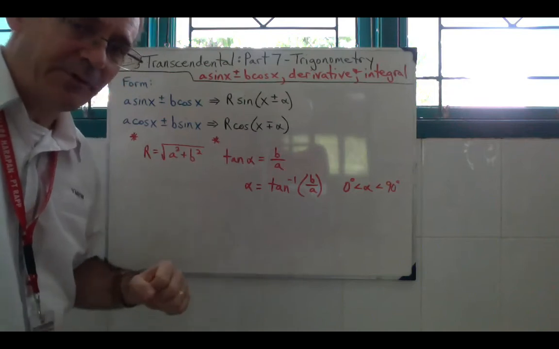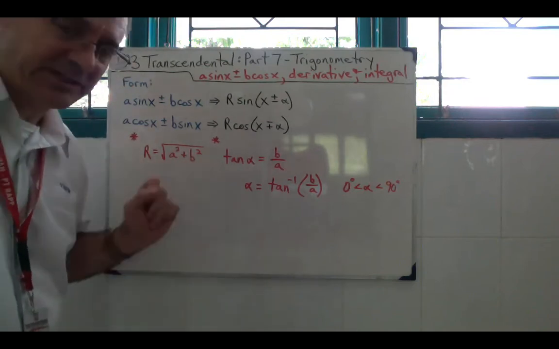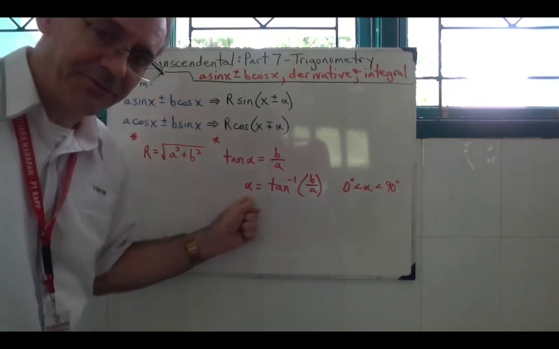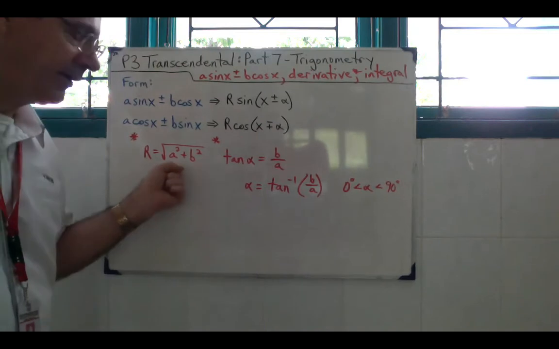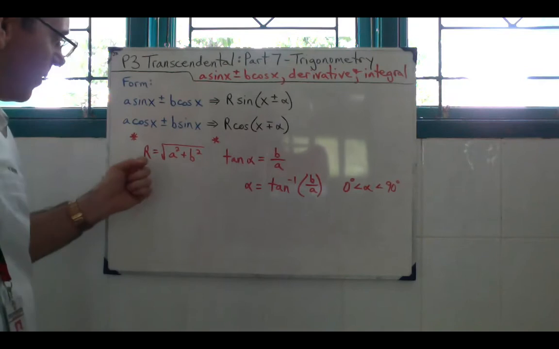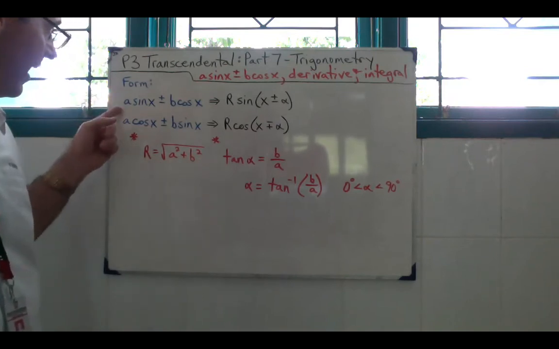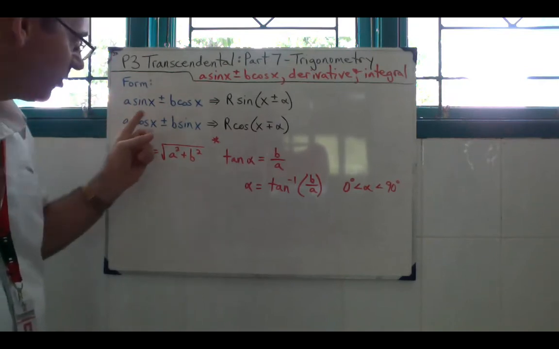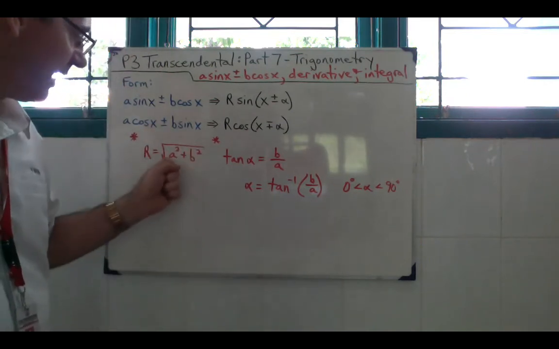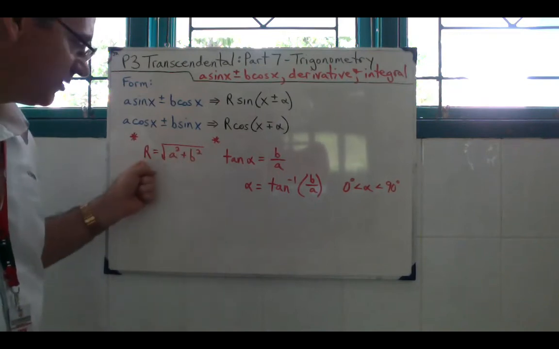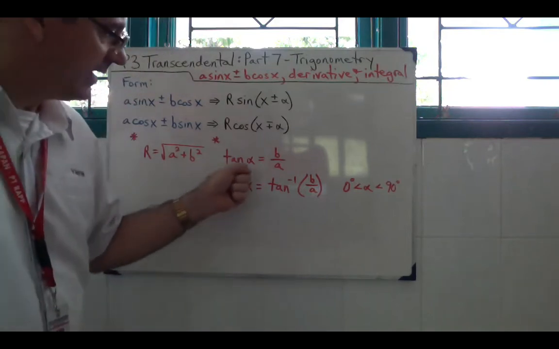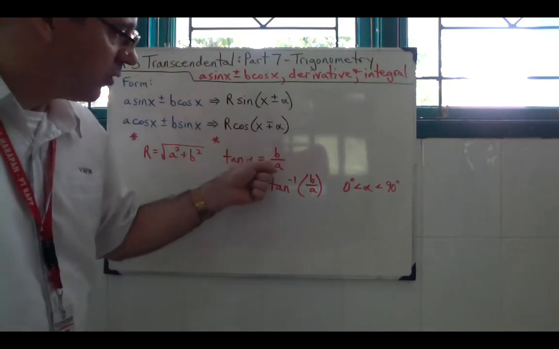What you do need to memorize are these two asterisks here, how to find the r and then how to find the alpha. The r is very easy to remember. It's just basically the Pythagorean theorem with a and b, and the a and b are just your coefficients on the trigonometric functions. So the square root of a squared plus b squared is your r. And then to find the alpha, you do tan alpha equals b over a.